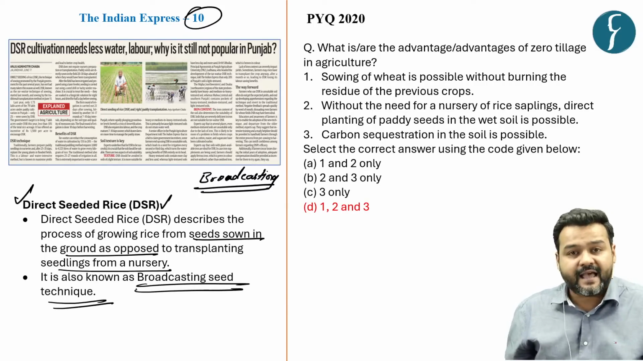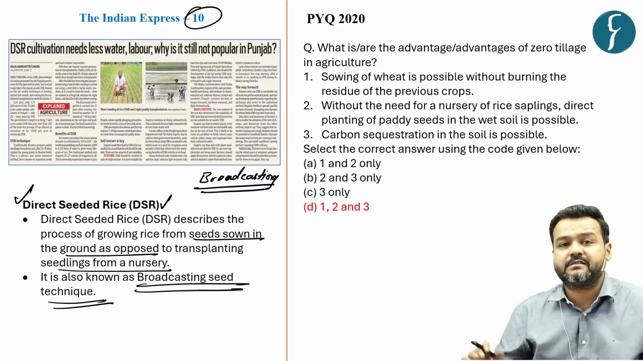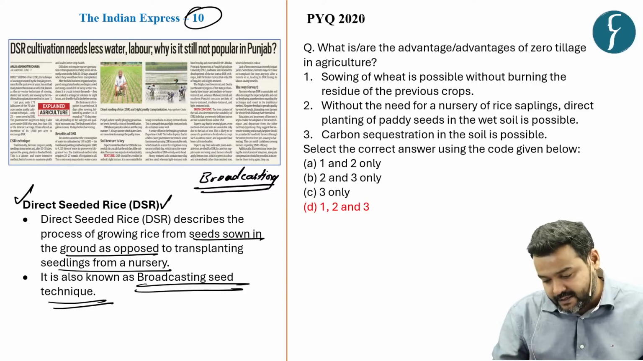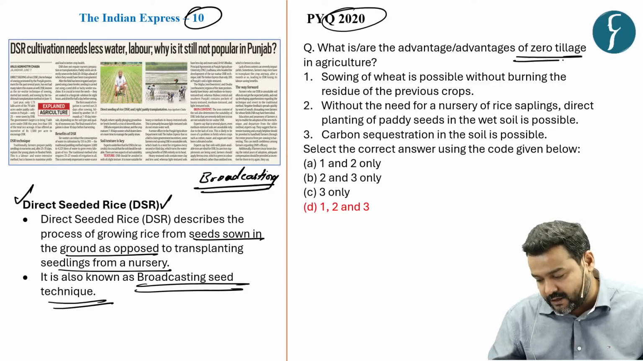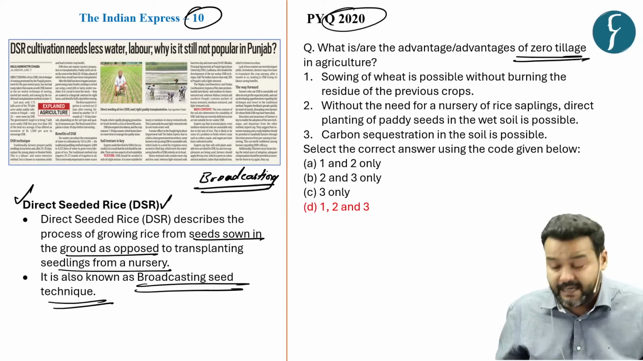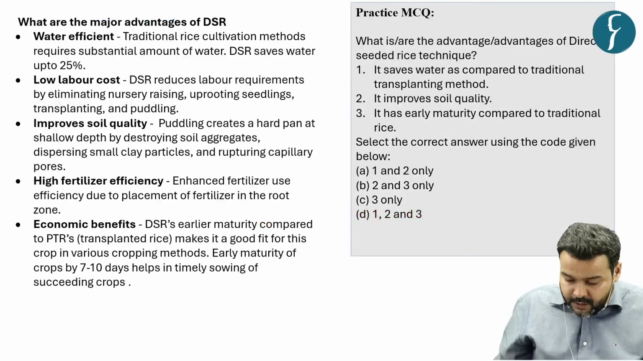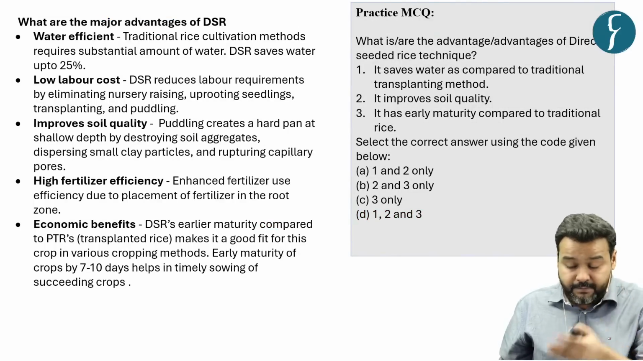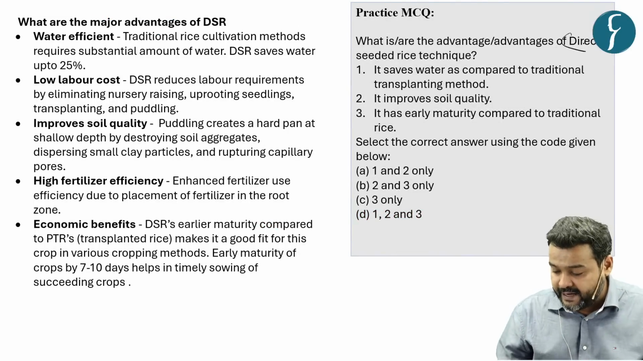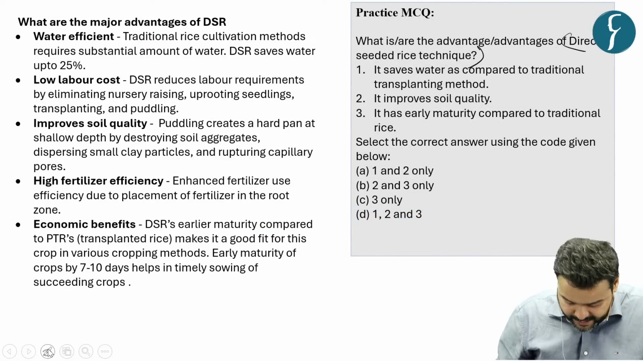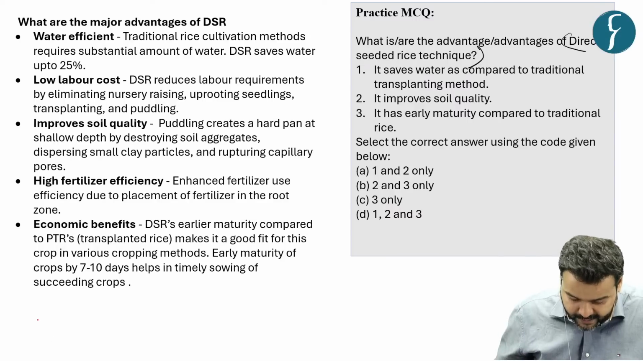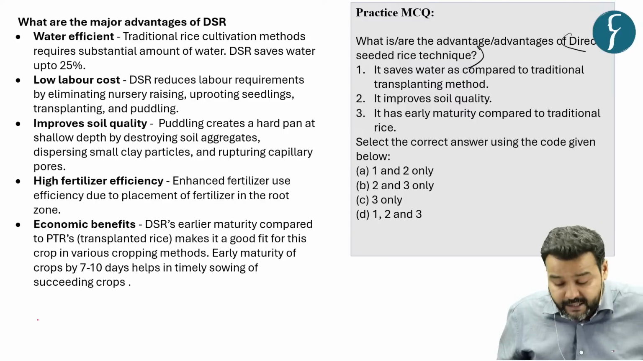Now, UPSC has been asking questions based on various agricultural techniques. In 2020, they asked a question based on zero tillage in agriculture. So we have curated a similar question on the direct seeded rice technique. Before that, let us see the advantages of DSR.